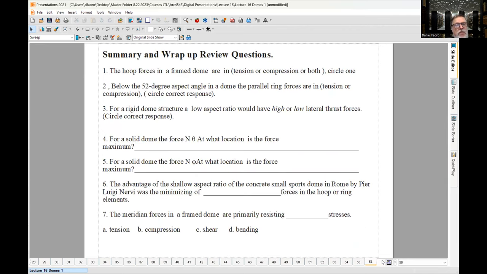All right, some summary and wrap-up questions. The hoop forces in a frame dome are in tension, compression, or both? Hoop forces: tension, compression, or both? What did we talk about today?